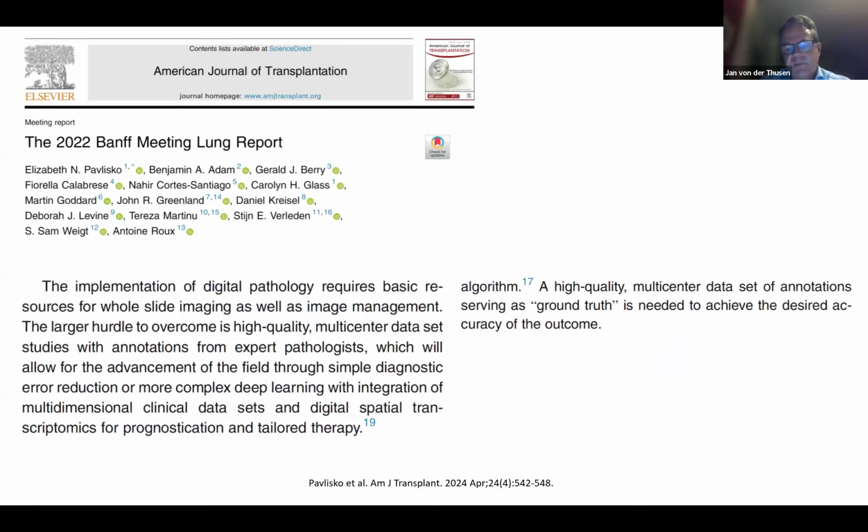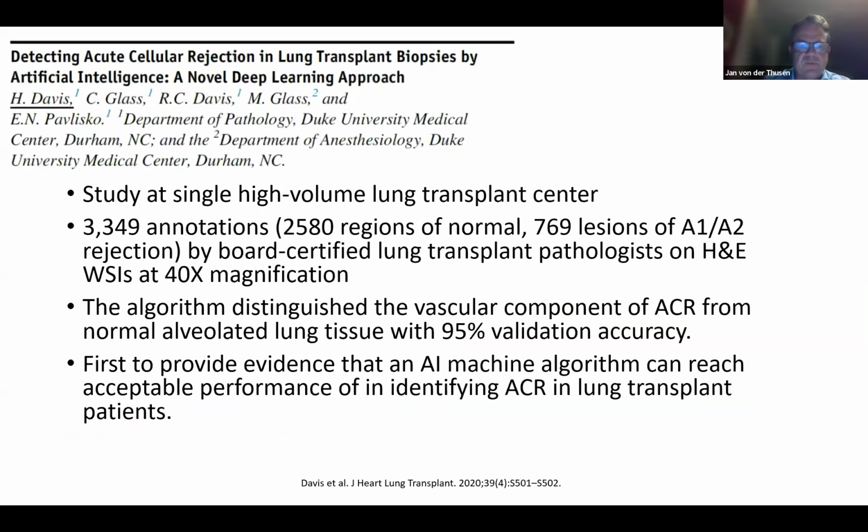And this has also been recognized by Banff itself. So in the 2022 lung report, it was already mentioned that AI may play a role in the future. So this is already a few years back. Here already also it was mentioned that a high quality multi-center data set of annotation serving as a ground truth is needed to achieve the desired accuracy of the outcome. So I think already recognizing at the time that it's important that we agree upon the input for these models.